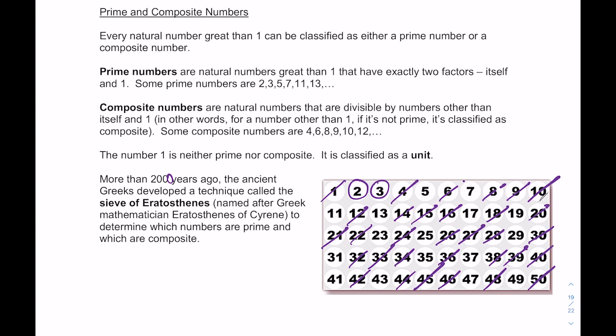Then I'm going to do the same thing with 5. So 5 and its multiples. So 5, 10, 15, 20, 25 is not crossed out.